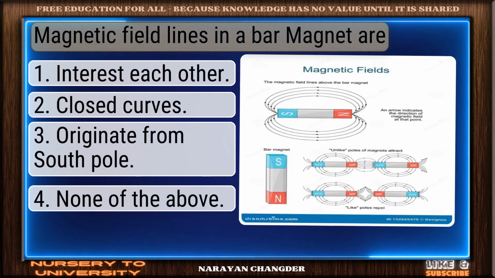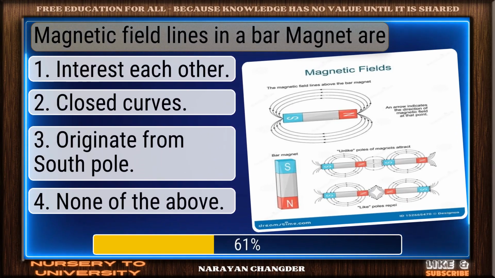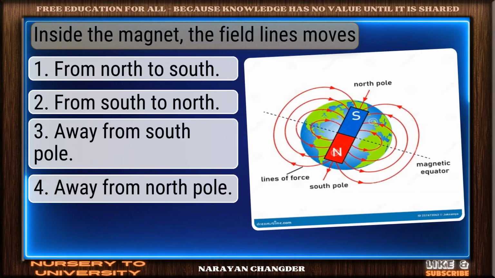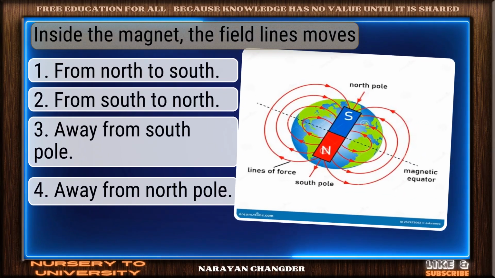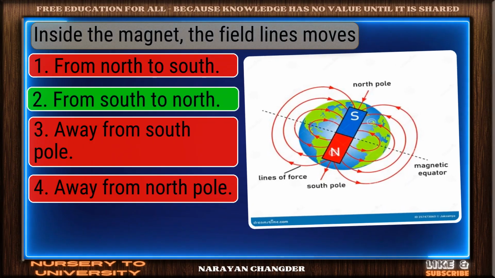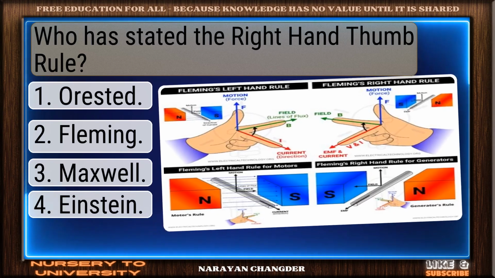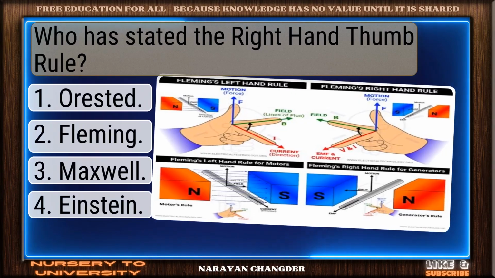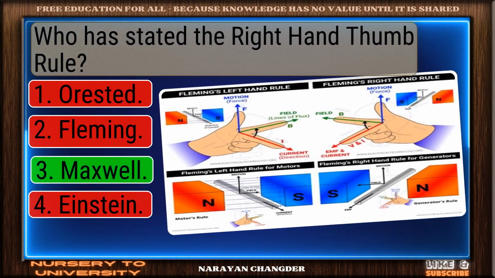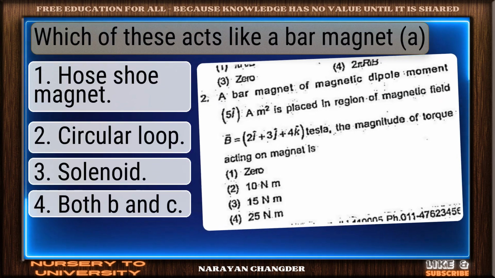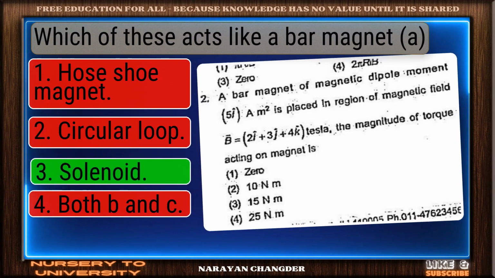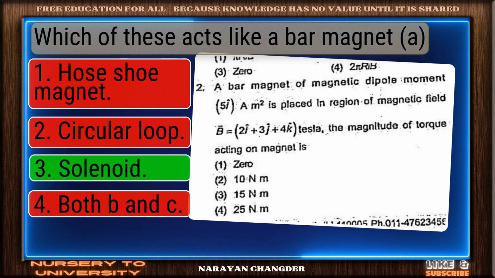Magnetic field lines in a bar magnet are. Nice work. Closed curves fits perfectly. Inside the magnet, the field lines move. Clear logic. From south to north is sound. Who has stated the right-hand thumb rule? Good job. Maxwell works well. Which of these acts like a bar magnet? On track. Solenoid is correct.